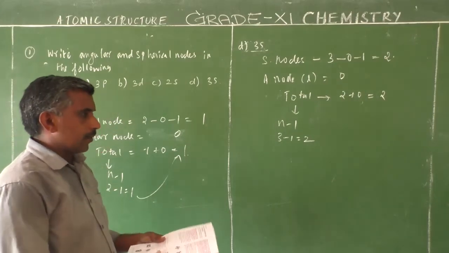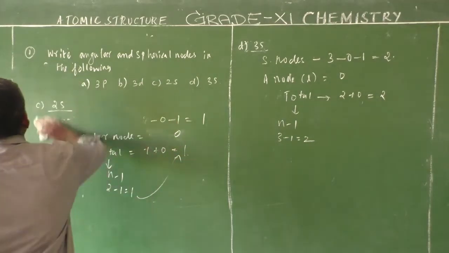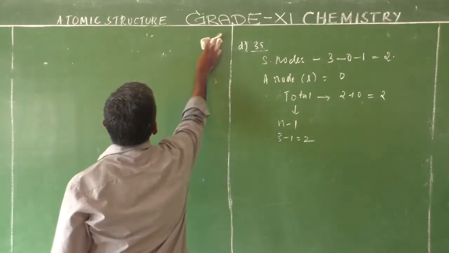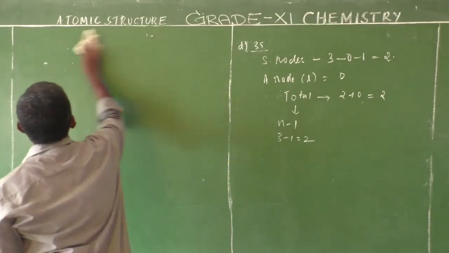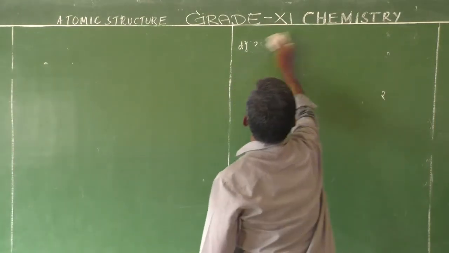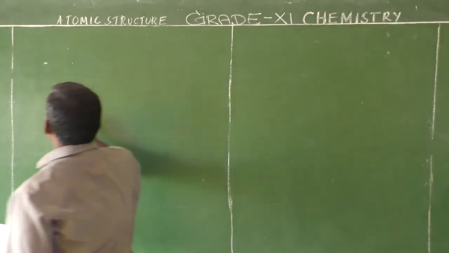Okay, now we will see the question answers. There are 5 questions, all NEET and JEE questions based on quantum numbers. Question 1.